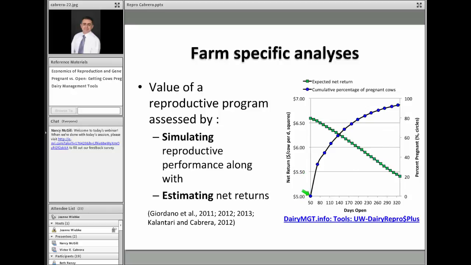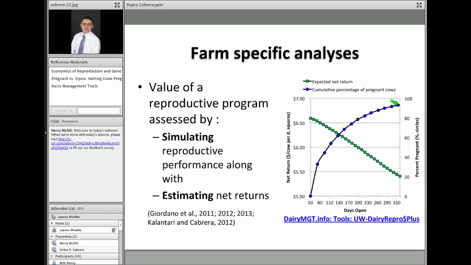The blue circles curve here is the percent of pregnant cows. Some people may call this curve the survival curve. It's the cumulative percentage of cows getting pregnant across time after calving. Okay? This is normal, and it represents the reproductive efficiency of a specific reproductive program.